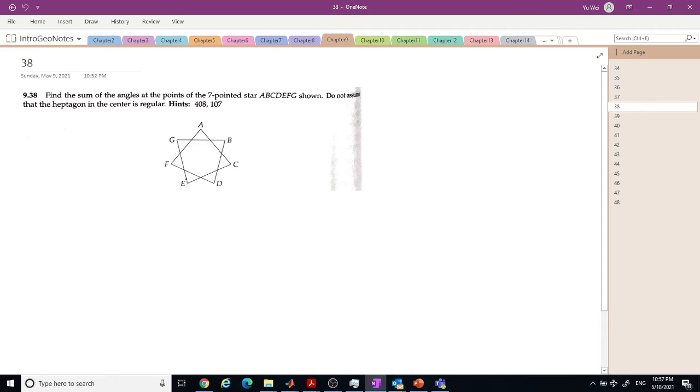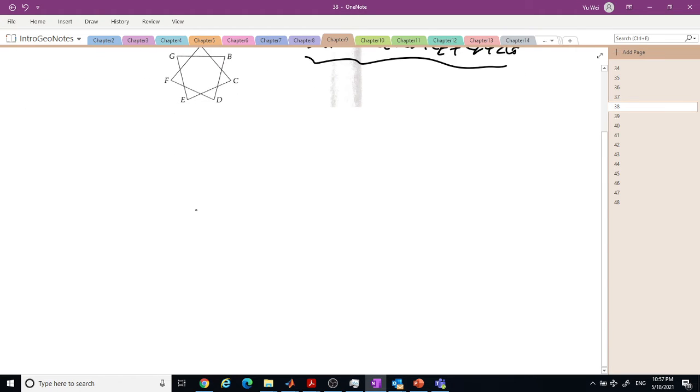So this is the 7-point star. We want to ask what is angle A plus angle B plus angle C plus angle D plus angle E plus angle F plus angle G. So for the 7-point star vertex angles, let's solve it very similarly to the 5-point star. Let's draw a big picture here.